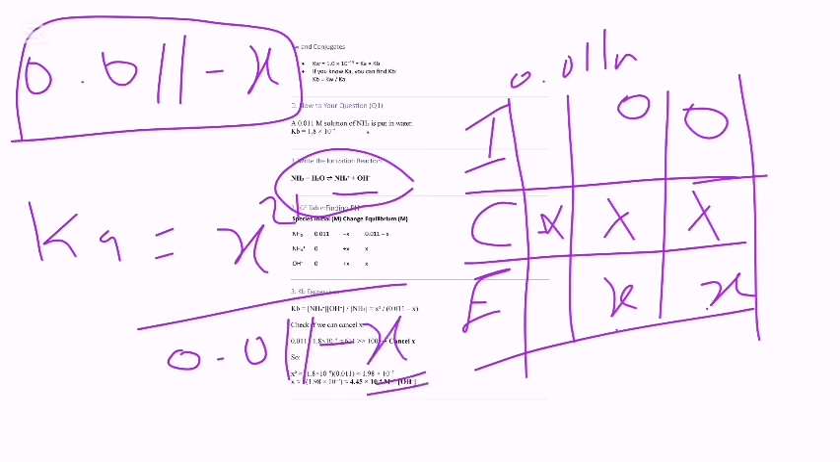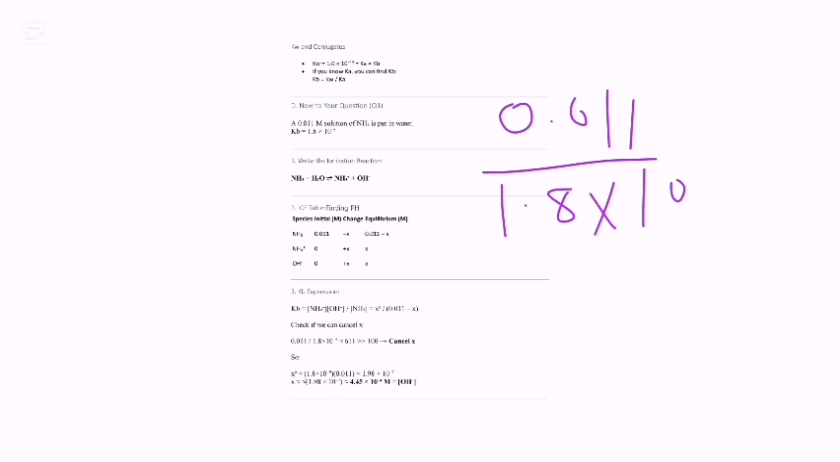Now we want to find x. So what should we do? How can we cancel x? What is the situation we should cancel x? You need to test if 0.011, that's the concentration, we divide by the Kb, which is 1.8 times 10 to the power -5.